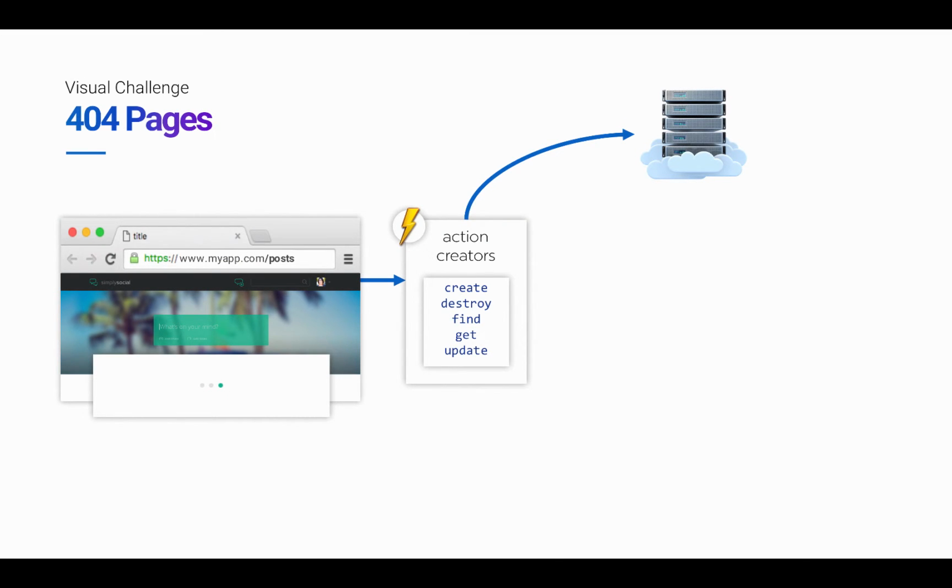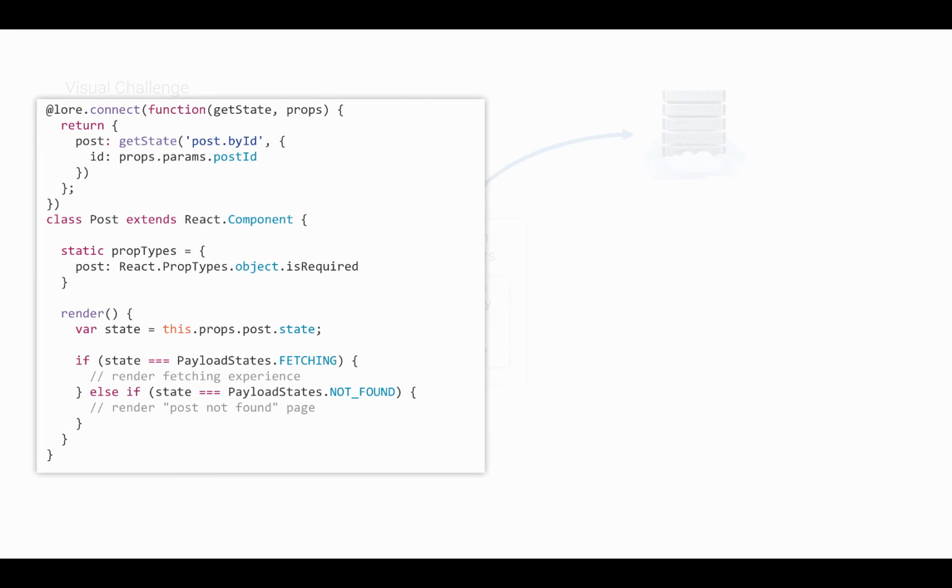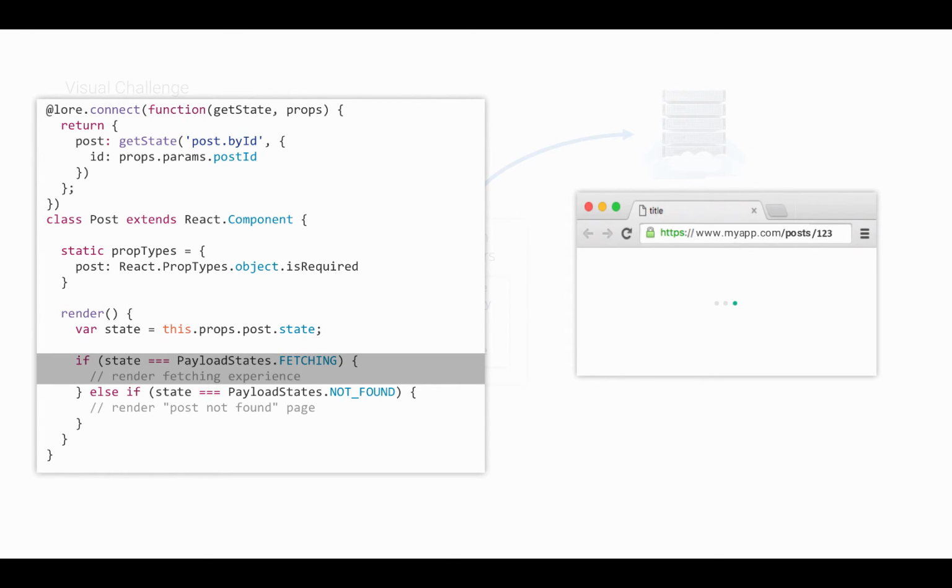To illustrate this, we're going to start our example with a loading experience in the application where we've already invoked the action creator to fetch our post. So diving into our component, we have something like this. Since we're currently fetching the post, the model's state is going to be fetching, and we'll show the fetching experience on the right.